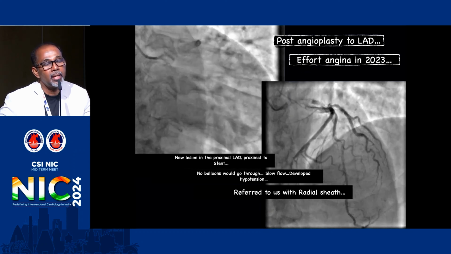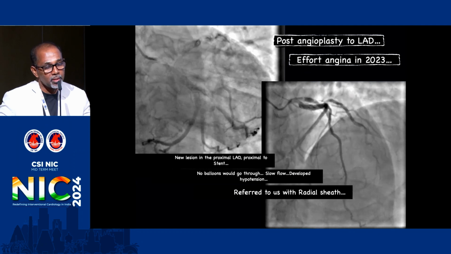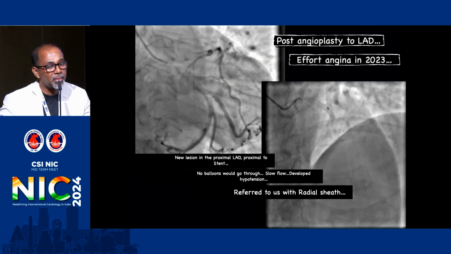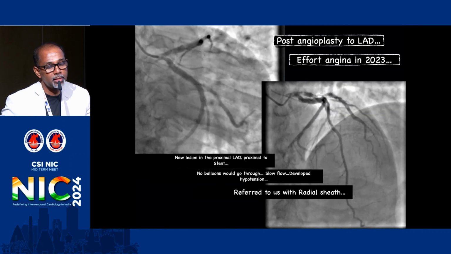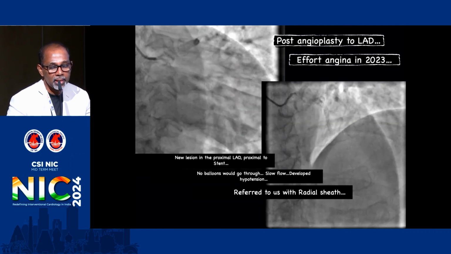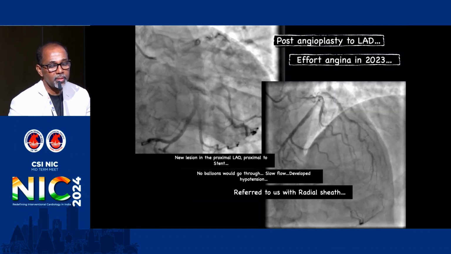This is a patient who had a stent implanted to the proximal left anterior descending artery in 2023. He came in 2023 with effort angina to a nearby hospital. They tried to open up the lesion. The lesion was not dilated. It never looked like a calcified lesion, but they were not able to dilate it. So he was referred to us with the balloon with the sheath in the radial artery.